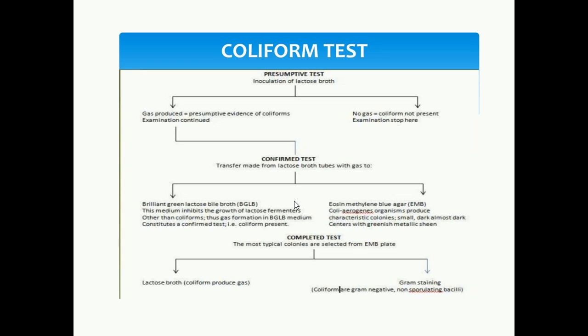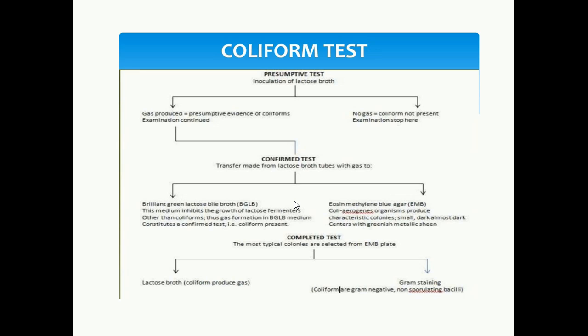In this, 2 types of results we are observing. One is gas producers, next one is no gas producers. In this gas produced, presumptive evidence of coliforms, examination continued, that is the positive test, gas formed. No gas, coliform not present, examination stops here. Next, gas formed test tubes are taken and done confirmed test.